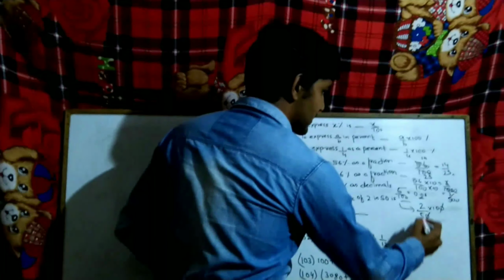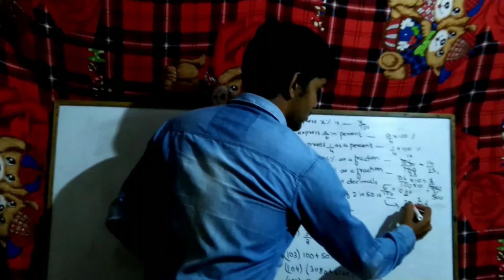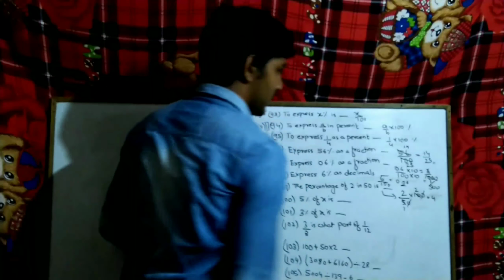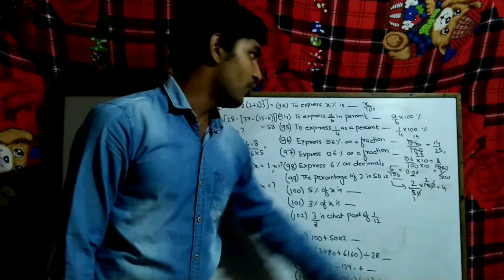So the 0 cancels, one time, two times. 2 2s are 4. So the answer is 4.